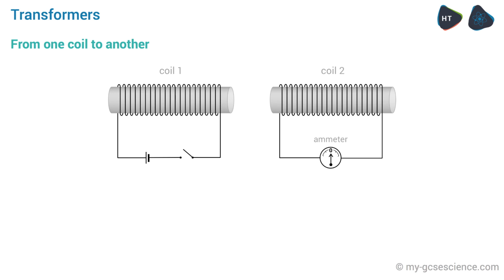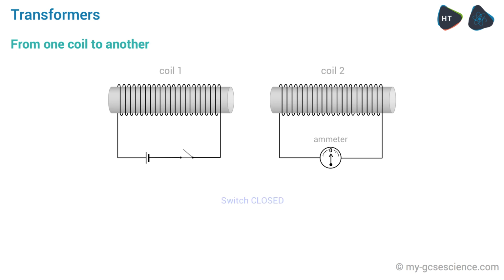A coil, a cell which supplies DC, and a switch are attached to coil 1, and a sensitive center zero ammeter is attached to coil 2. When the switch is closed, the ammeter needle flicks to one side before returning quickly to zero. When the switch is opened again, the ammeter needle flicks the other way before going back to zero. What's going on here? Let's try that again, but a bit more slowly this time.